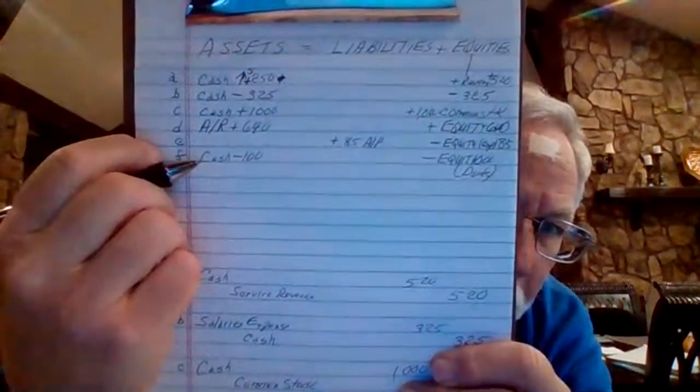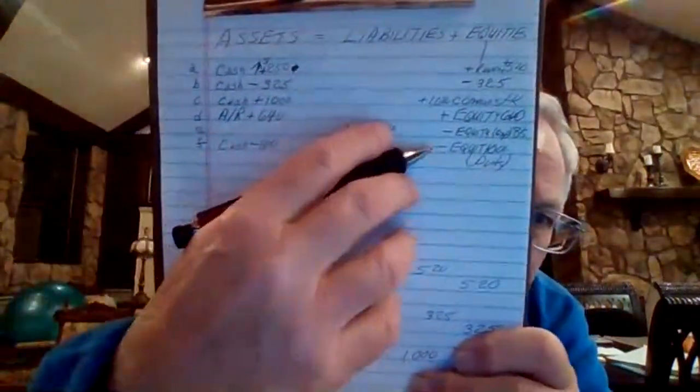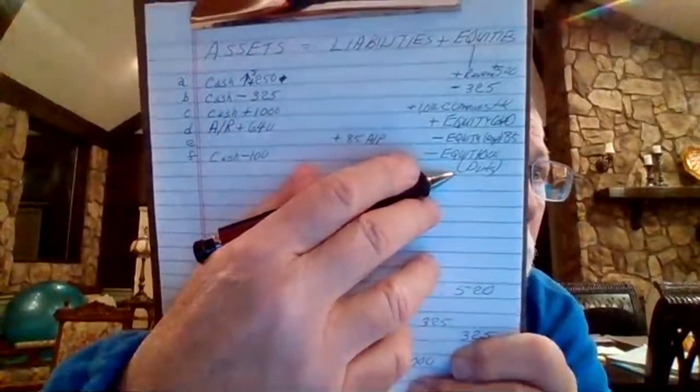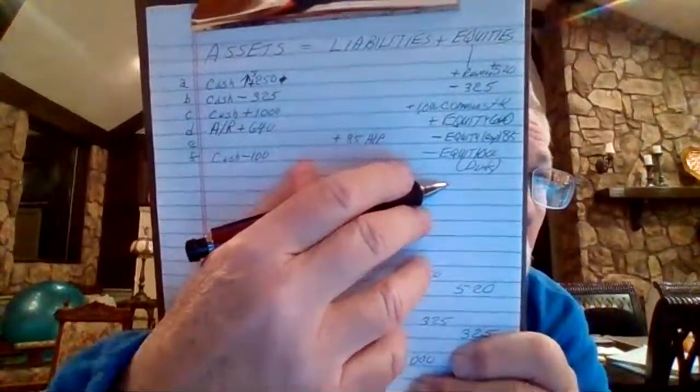F. Cash dividends of $100 were paid to stockholders. So the asset cash is reduced $100 and equity is reduced $100. Dividends, $100 payment. The company is smaller. Equity drops because the owners, instead of putting money in, are taking money out of the company.